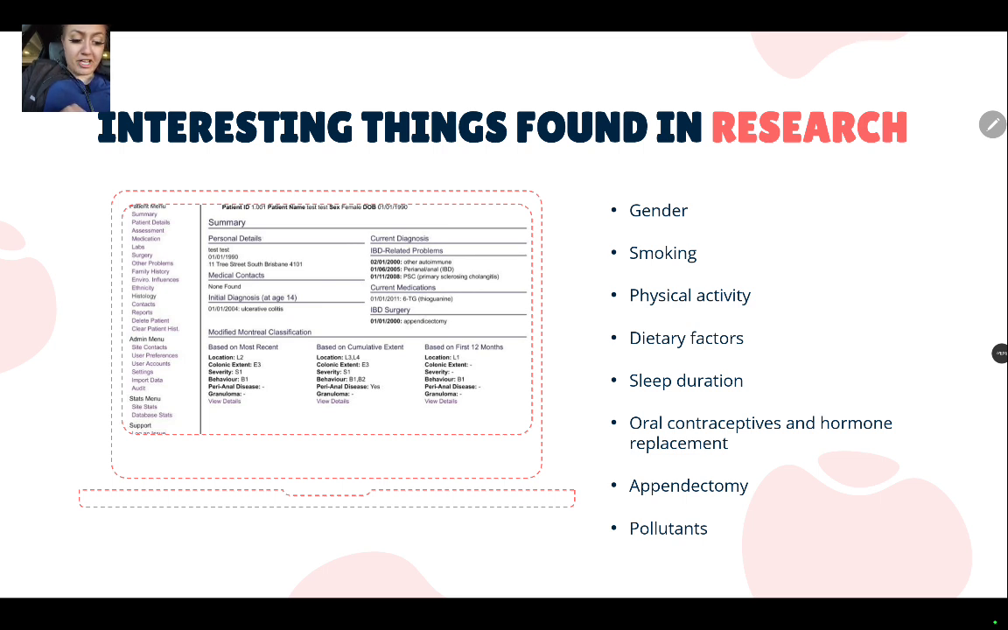Women who report a sleep duration, though, of less than 6 hours or more than 9 hours per day had a higher risk for developing ulcerative colitis compared with women who slept an average of 7 to 8 hours per day. In contrast, sleep duration did not modify the risk of Crohn's disease in these studies.